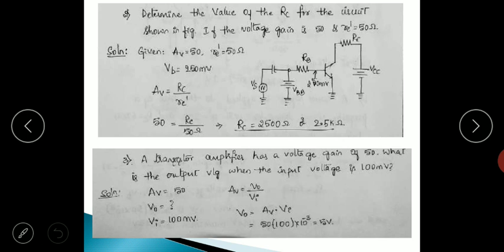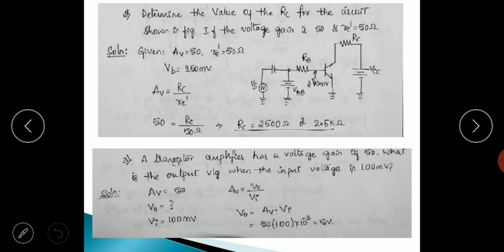Determine the value of RC for the circuit shown below if the voltage gain is 80 and RE dash is equal to 50 ohm. So how do you find this?